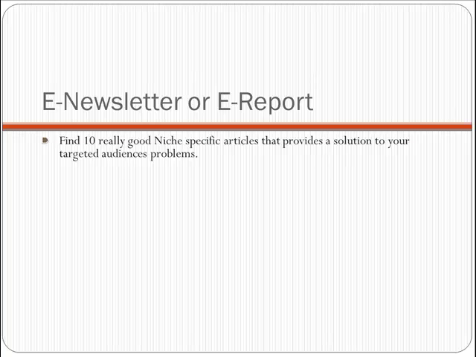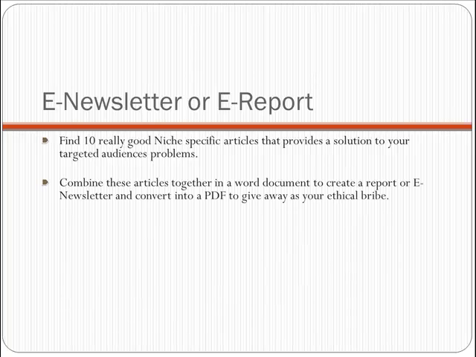You're going to go to some place like ezinearticles.com or goarticles.com, wherever, to find some articles. You're basically going to find 10 really good articles that provide a solution to your specific niche. You want them to be very targeted, really good, well-written articles. What you're going to do is grab 10 articles, combine them together in a Word document to create a report or e-newsletter, and convert it into a PDF to give away as your ethical bribe.